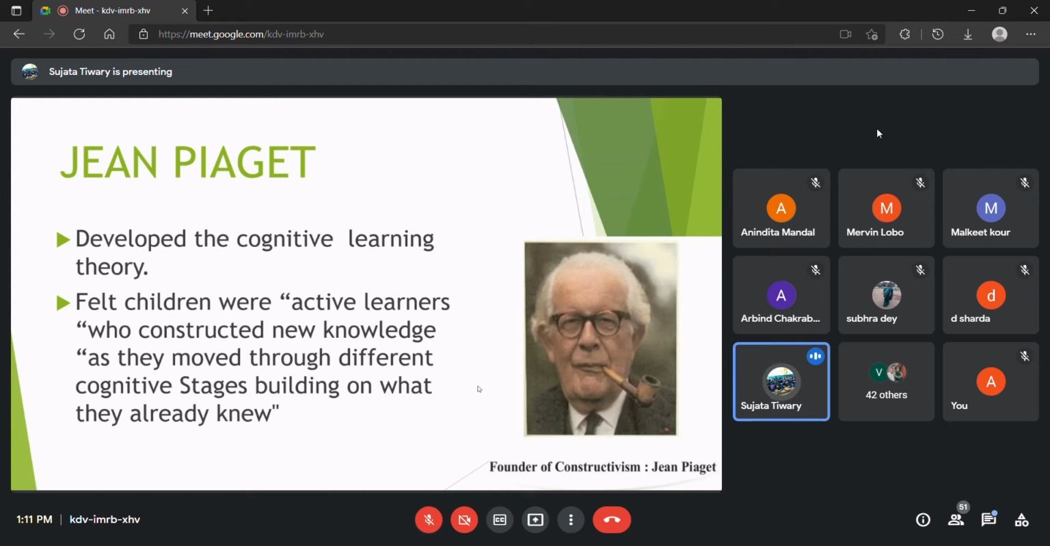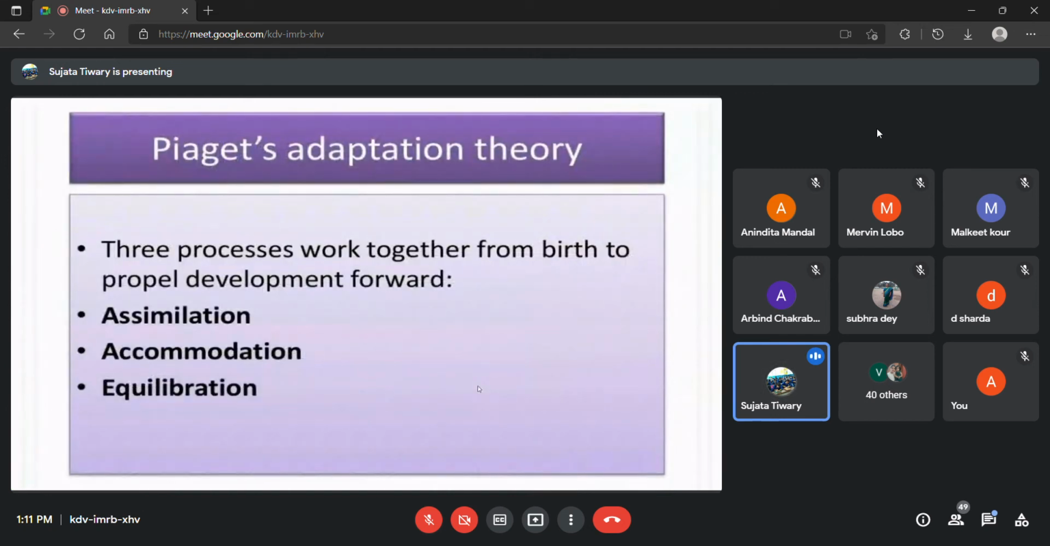This cognitive theory was developed after 3 processes. This development of cognitive, like mental development, takes 3 processes, named Piaget's adaptation theory. The 3 processes work together from birth, going on from infant and children to adulthood. So the 3 processes are assimilation, accommodation, and equilibrium. Let's see one by one.